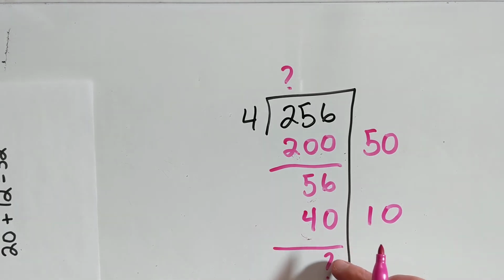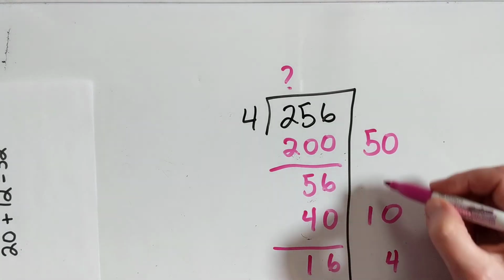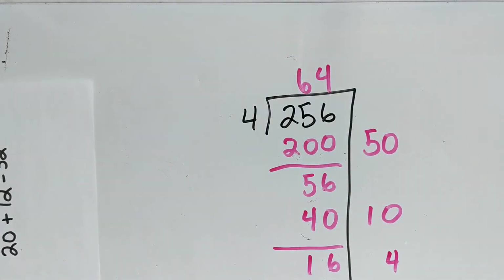So that would leave me with $16 that I still have to give away. So if I had 4 people, I could give each person $4, and that would leave me with no money left over. So in total, I would have given $64 to each person. So don't forget what we were doing in the previous task, because you'll see a little bit of that in this one.